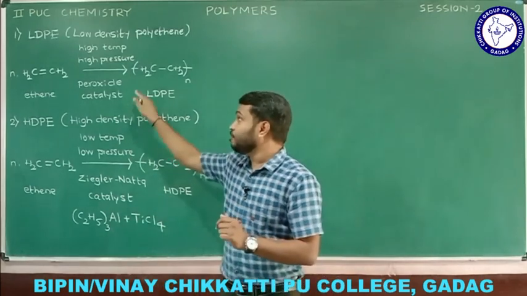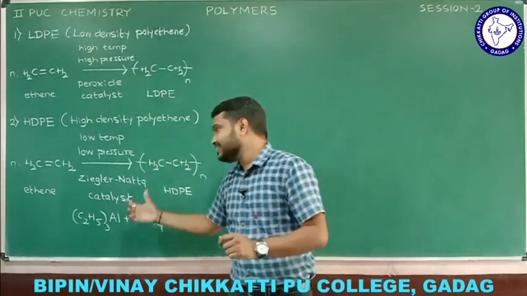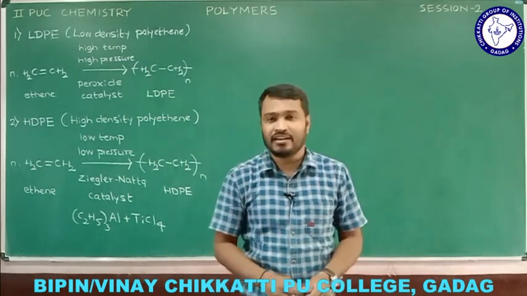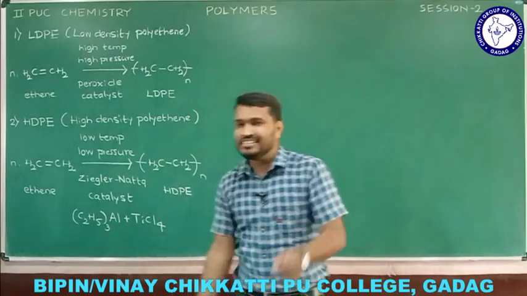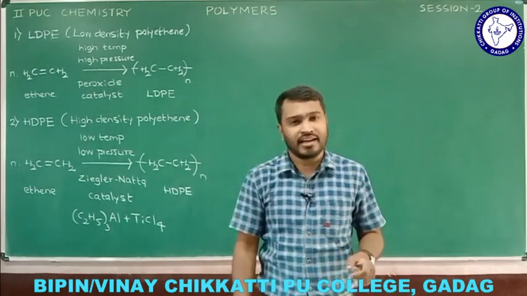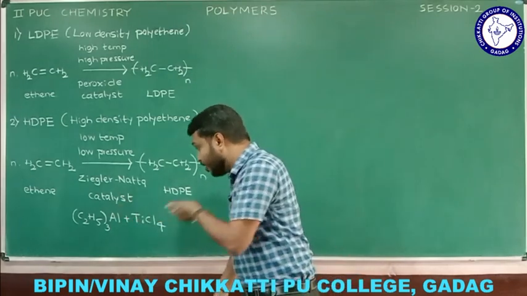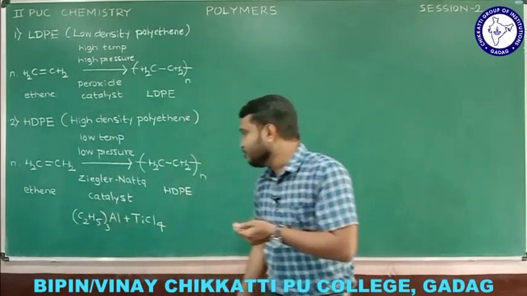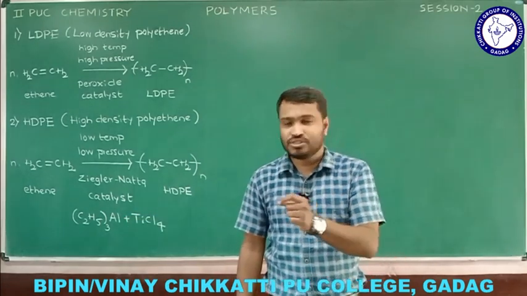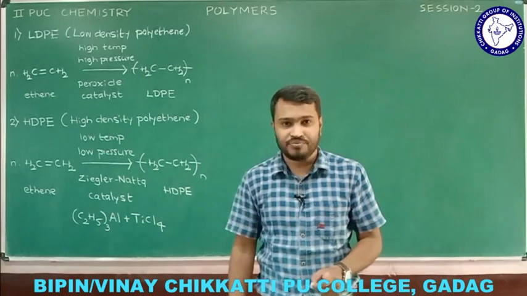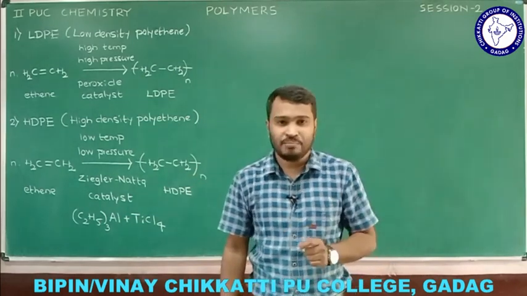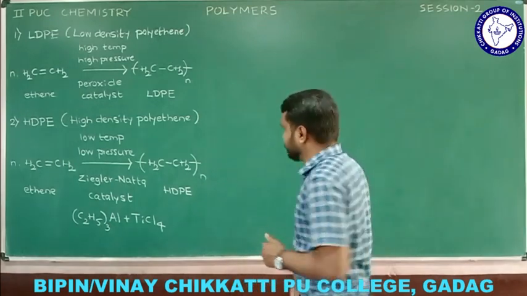The catalyst we use is peroxide in the case of LDPE and Ziegler-Natta catalyst in the case of HDPE. And the formula of Ziegler-Natta catalyst you need to remember, because in the recent KCET examination we had this particular question. The formula of Ziegler-Natta catalyst in the form of words you should also know: triethyl aluminium and titanium tetrachloride. I told you this one, and that is used in HDPE, and both belong to the class of addition polymerization, right? We'll move with the next one then.